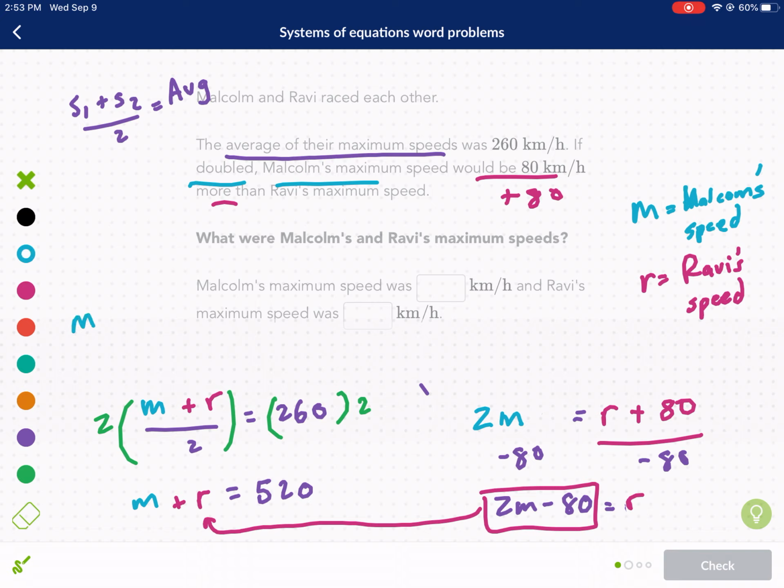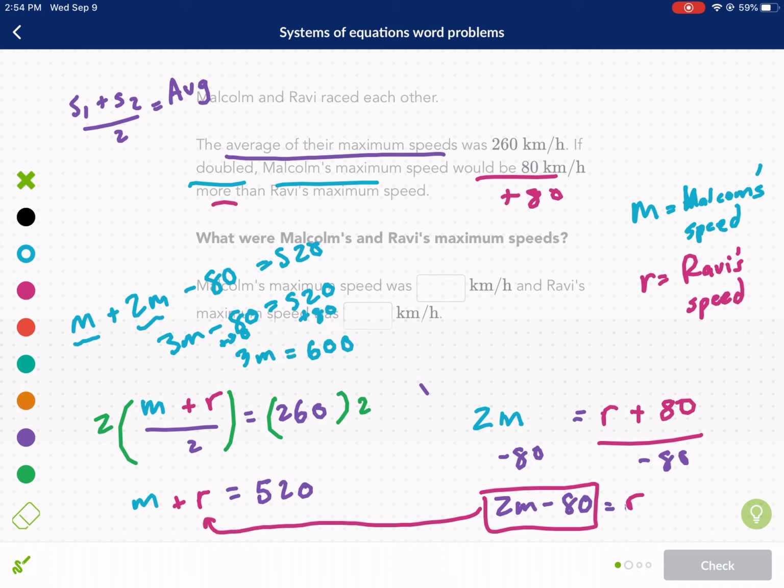So I have m, and I'm going to write right over the problem here, sorry. M plus 2m minus 80 equals 520. Combine like terms. We have 3m minus 80 equals 520. We're going to add 80 to both sides, sorry, a little small. 3m equals 600, and we're going to divide by 3, and we get m equals 200 kilometers per hour. That's Malcolm's speed. So Malcolm's speed is 200.